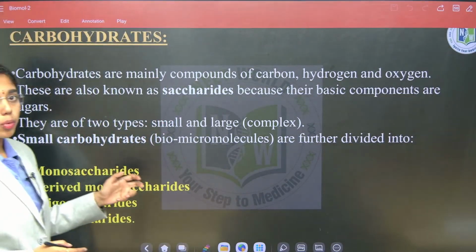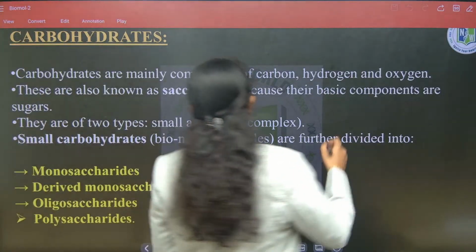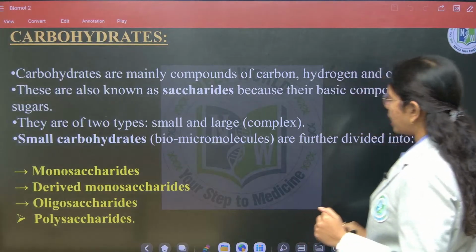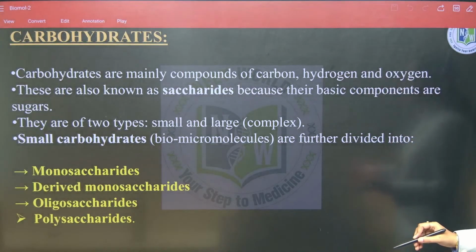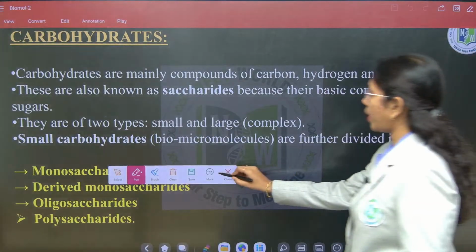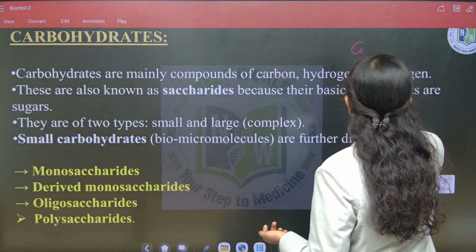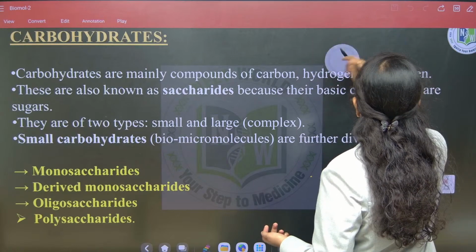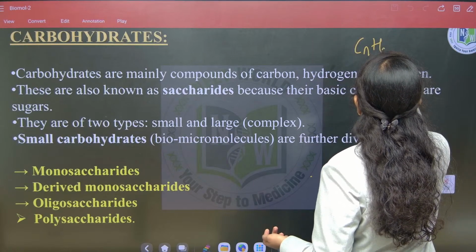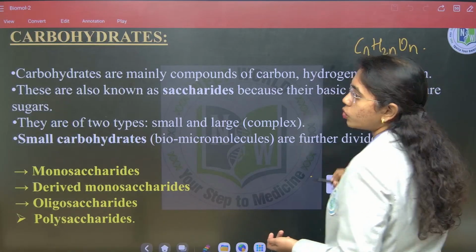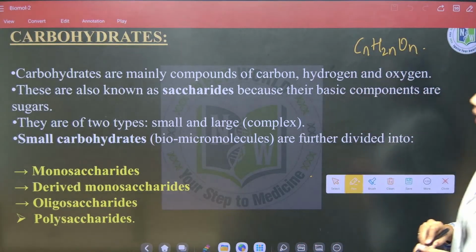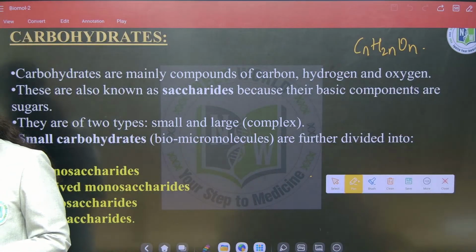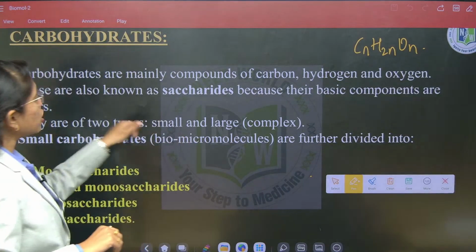What are carbohydrates composed of? Carbohydrates are composed of carbon, hydrogen, oxygen. Their general formula will be CnH2nOn. Okay, this will be the general formula. So this is the composition of carbohydrates, and what are these commonly known as?